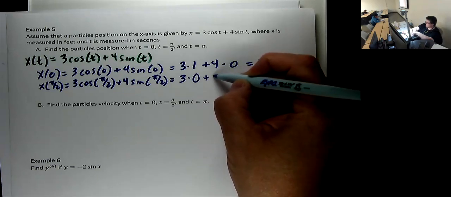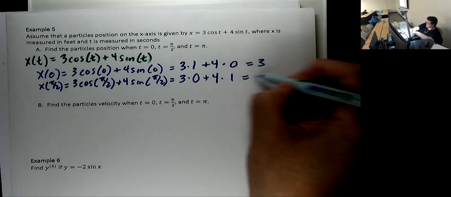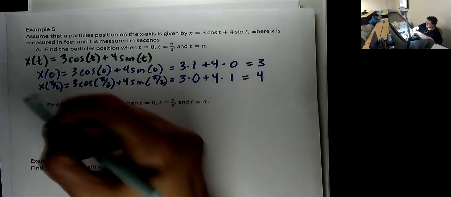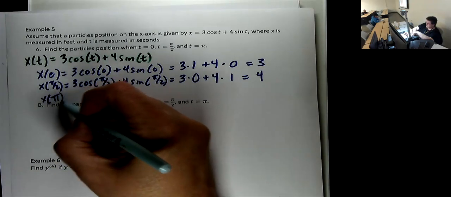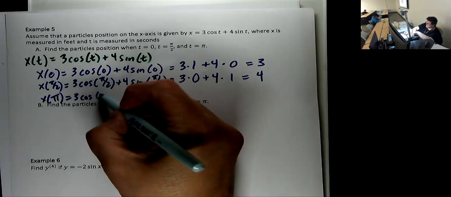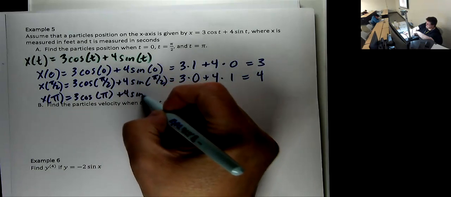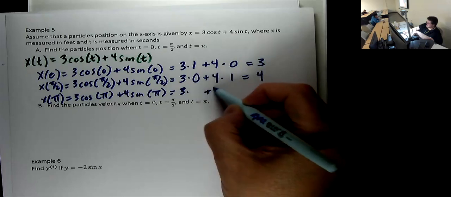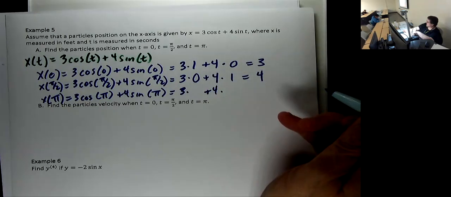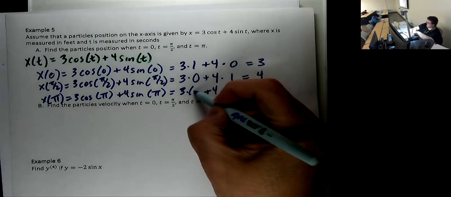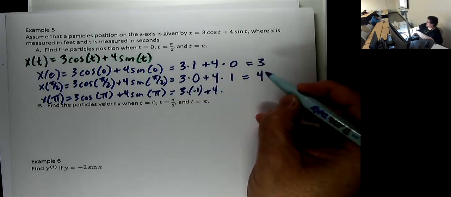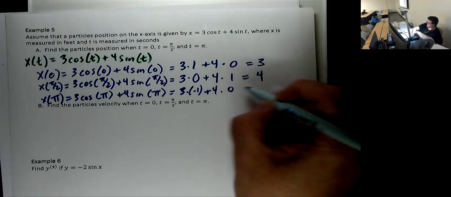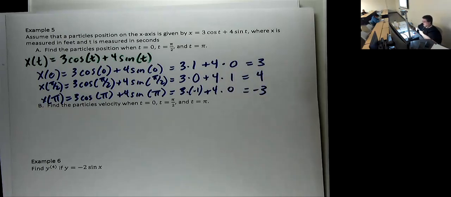What about sine of pi over 2? 1. So this evaluates to 4. And then x of pi. What is cosine of pi? -1. And sine of pi? 0. So this is -3. All right, so that was pretty easy. There was no calculus there, right? That just forced you to remember some trig.